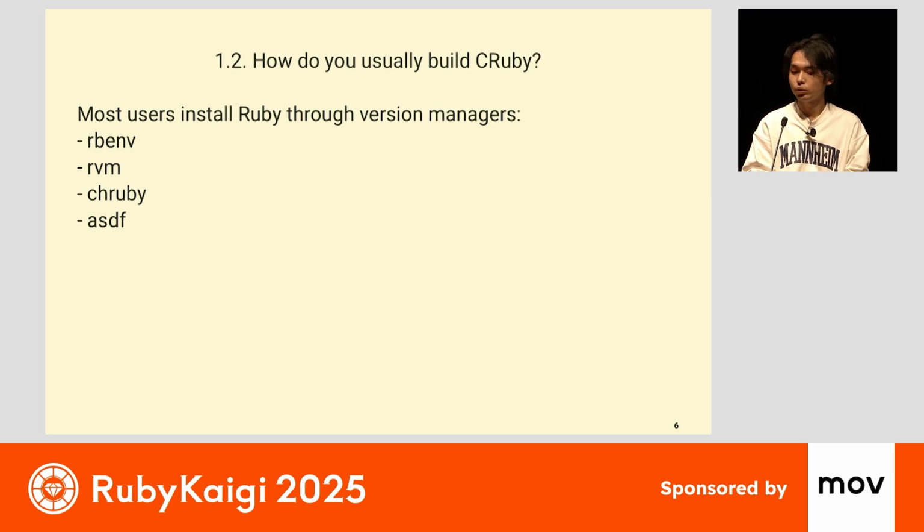When you want to install Ruby, how do you usually do it? You probably use one of these version managers, which make it easy to install versions on your machine. But have you ever wondered what these tools actually do under the hood? Let's look at the fundamental build process they all use.